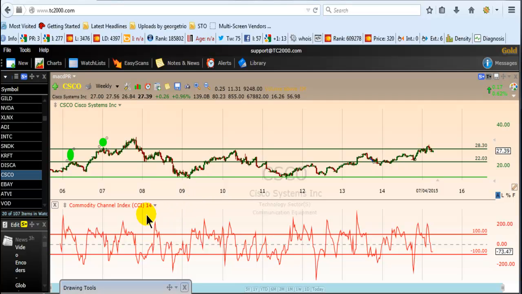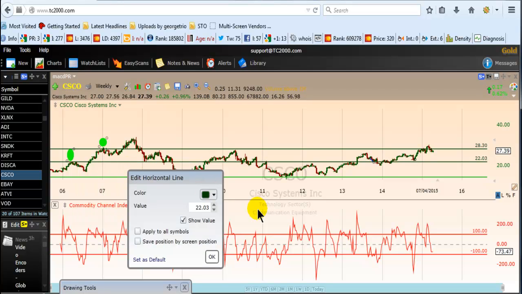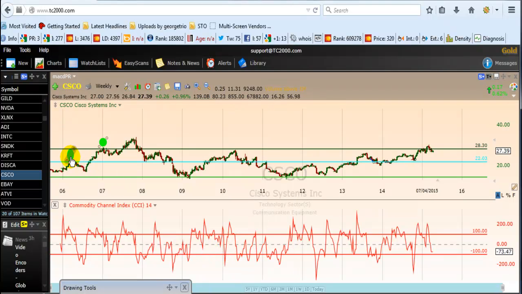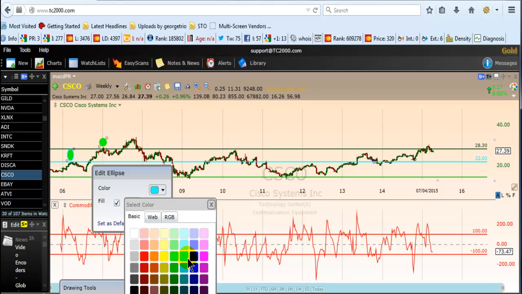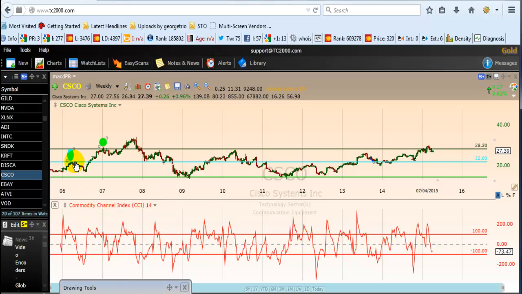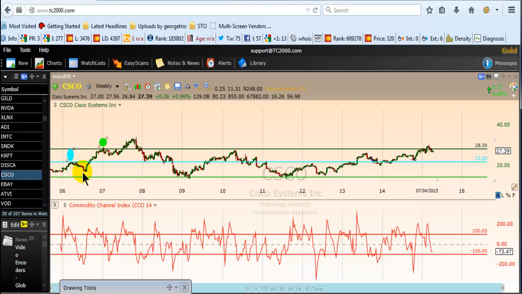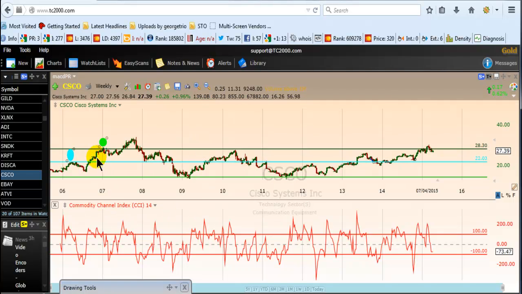Here you can see I draw this first line, and I'm going to color it turquoise. That's the first horizontal line. Pay attention carefully. You see the turquoise line. The price went up to the turquoise line and found resistance there and changed direction. So our horizontal turquoise line is a resistance level.